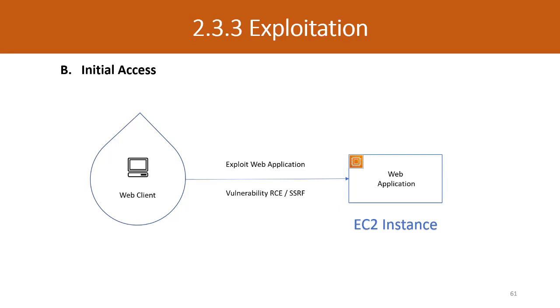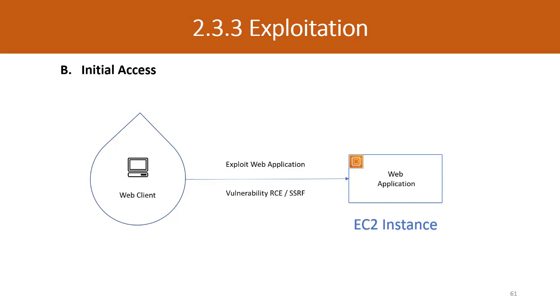If there is an EC2 instance running an application and we find an RCE or SSRF type of vulnerability there, you can get the initial access through that. There are other methods also. Suppose you find an SSH key or credentials, you can get initial access with that. Third, if you find valid console credentials using SSM, you can get initial access. So there are different ways you can get initial access on the EC2 instance.